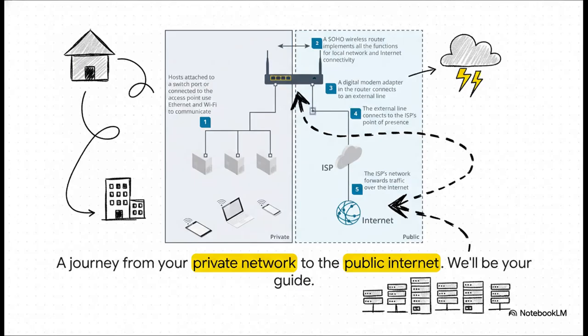Okay, so this diagram right here, this is basically our map. Think of it this way. On the left, you've got your private network. That's everything inside your home or office. And on the right, you've got the huge, wide open public internet. We're going to follow the path your data takes to get from one side to the other.